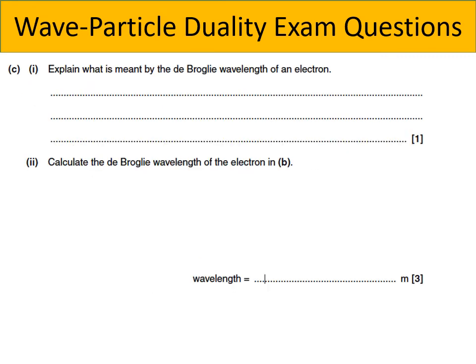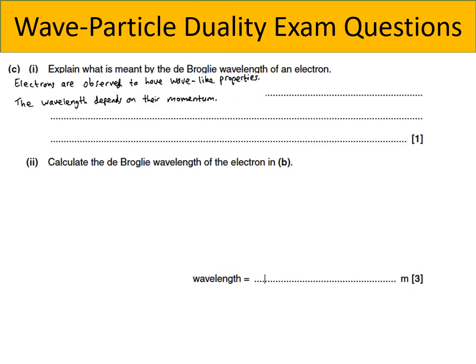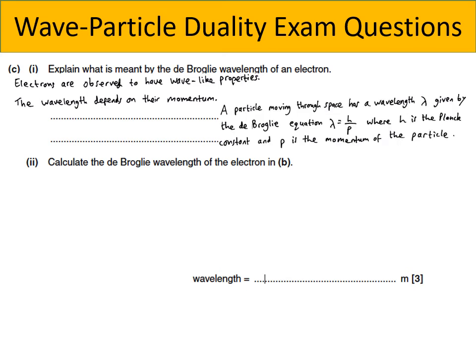Okay, question 5c, part 1. Explain what is meant by the de Broglie wavelength of an electron. That's an old chestnut again that we are revisiting. We did this earlier. So we should remember that electrons are observed to have wave-like properties. For the first mark, the wavelength depends on their momentum. So we know that the wavelength is inversely proportional to the momentum.